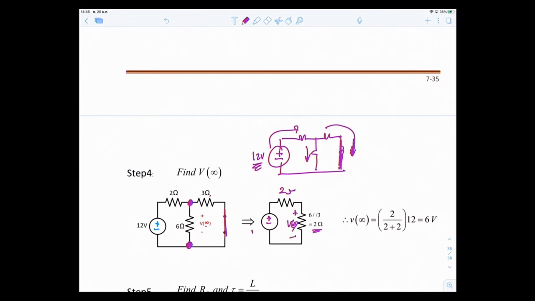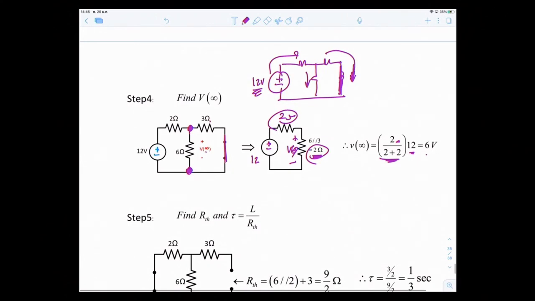So again, it reduces to just one loop. You can use voltage divider, right? So Rx is 2 over 2 plus 2 as R total, times the 12 volt, equal to 6 volt. So this is your V at infinity.